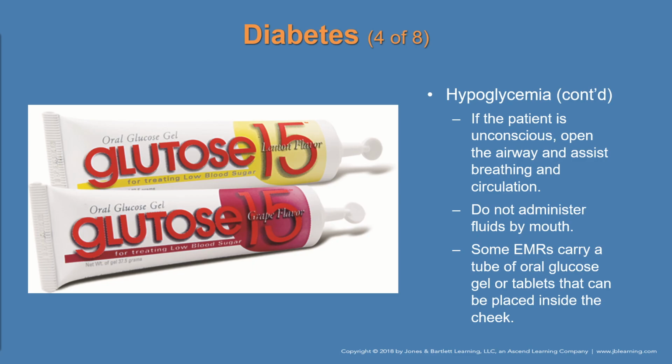If the patient is unconscious, then we can't administer anything by mouth, right? If we put something in the patient's airway, then we've caused an airway obstruction, period. So we don't administer fluids by mouth. We don't administer these oral gels by mouth because the patient will choke on them, and then we have hypoglycemia plus an airway obstruction. However, if the patient is awake, then you as an EMR can administer a tube of oral glucose, either the gel or the tablets, or something else that can be placed inside the patient's cheek.